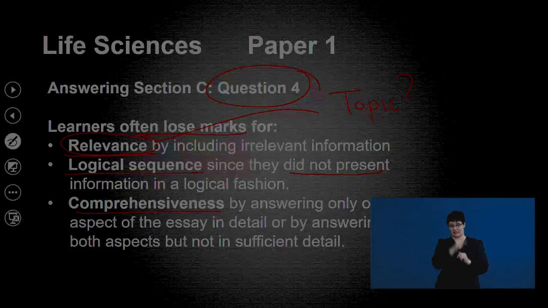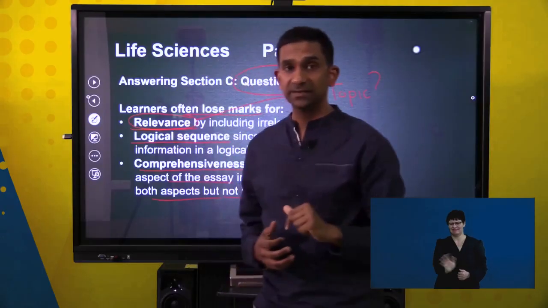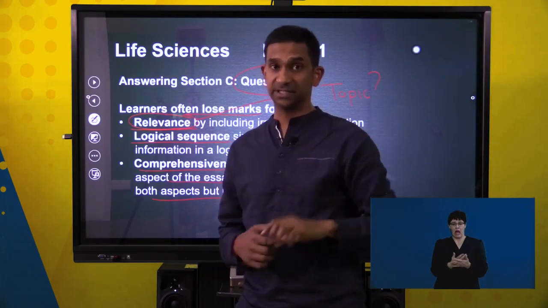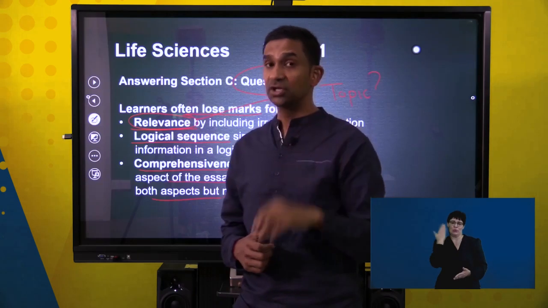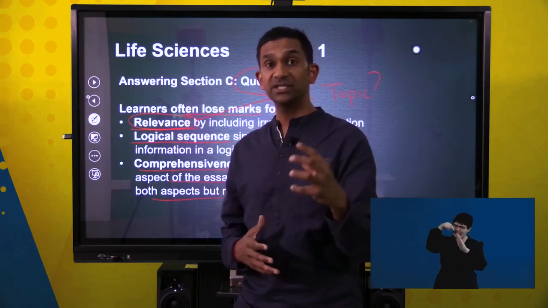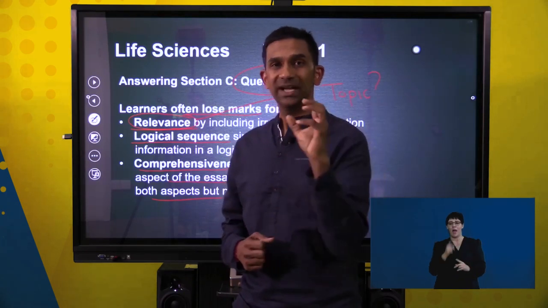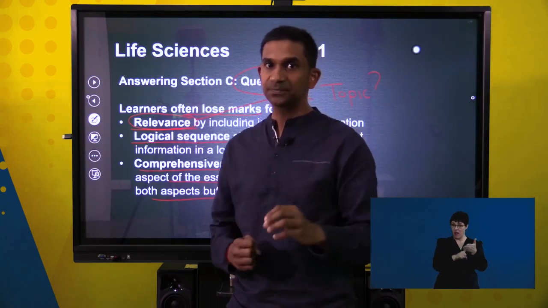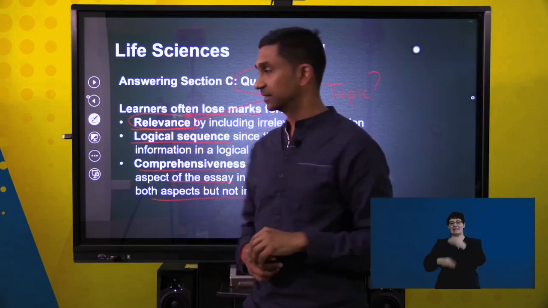Comprehensiveness is lost by answering only one aspect of the essay in detail, or by answering both aspects but not in sufficient detail. We often see that learners tend to do that. They tend to be very superficial in their explanations and do not cover the depth of the content. And that's crucial to an essay. An essay is often based on specific concepts that the examiner is going to reward you on. So if it's 7 marks per concept, you're going to need 7 concepts to add into your essay.